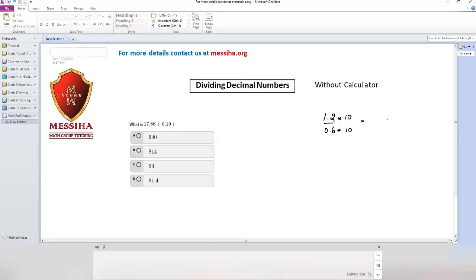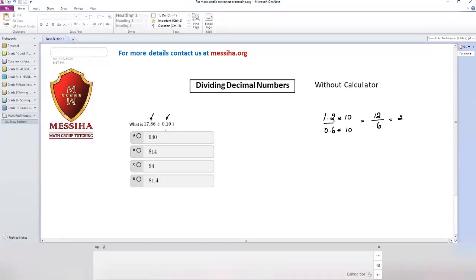So 1.2 times 10, right away I'm going to move the decimal point one step to the right, so it's going to be 12. And the denominator, when I multiply by 10, I move the decimal point one step to the right, so it's going to be 6. So 12 divided by 6, it's easy for me, it equals 2. And actually, this is the right answer for 1.2 divided by 0.6. So the strategy here is how to avoid the decimal in both numbers.